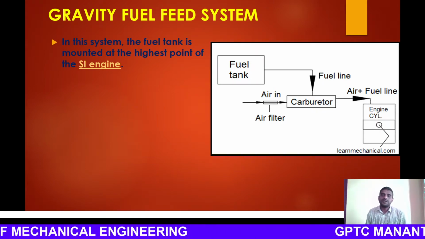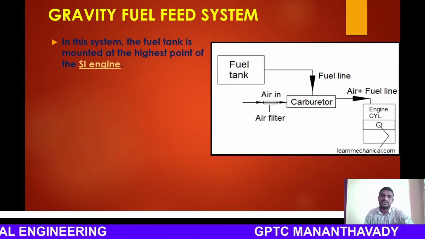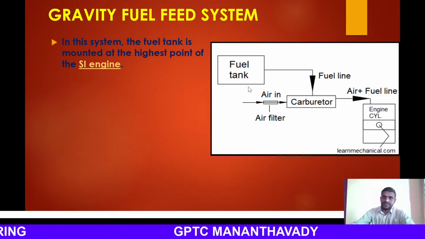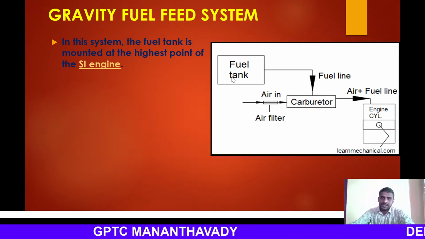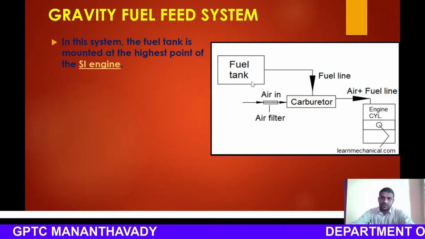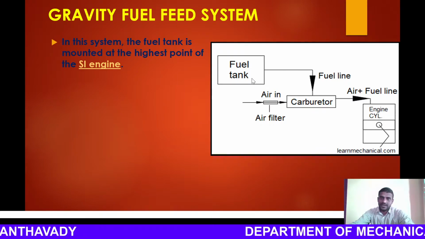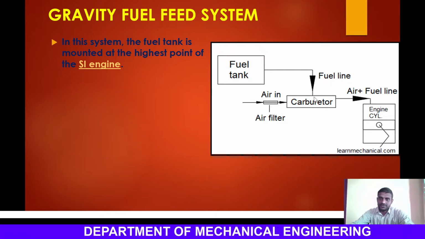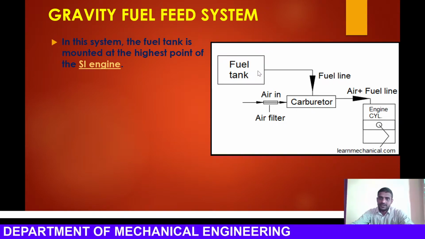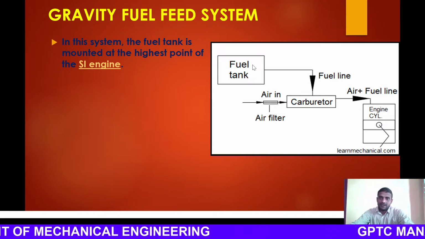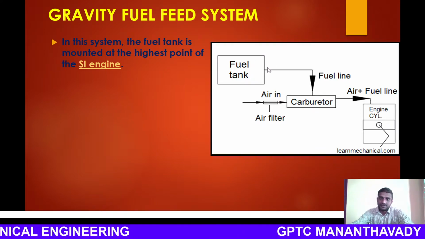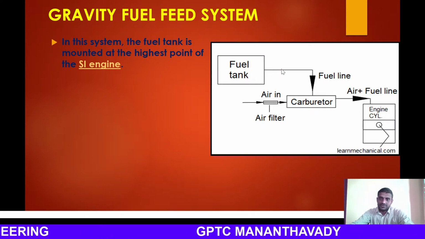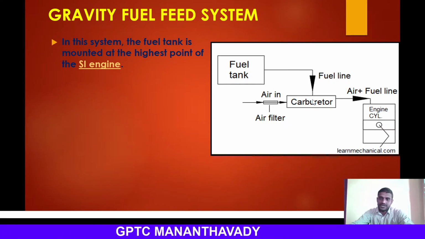In this system, the fuel tank is mounted at the highest point of the SI engine. As you can see here, the fuel tank is placed at the highest point of the engine, and below that there is a carburetor. The fuel tank is connected to the carburetor by these fuel lines. The fuel from the fuel tank is transported through these fuel lines and gets into this carburetor.